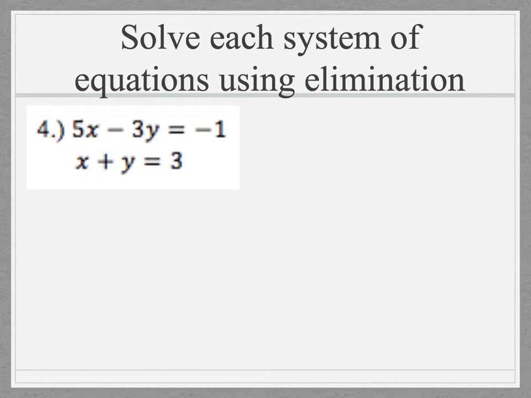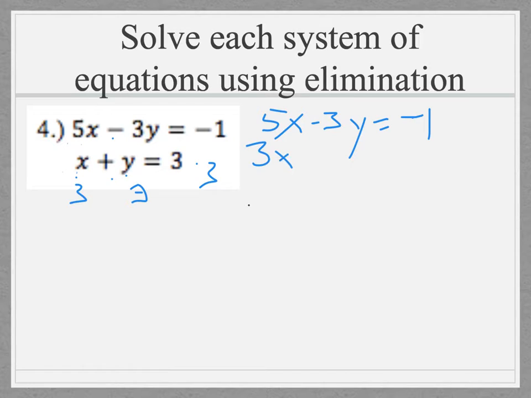So for this system, the 5 and the 1 are both positive, but here I have a -3 and a positive. Since they're opposite signs, I'm going to multiply this bottom equation, all of these terms, by 3, so that I have the same number but opposite signs for my y's. So I'm going to rewrite everything. I have 5x minus 3y equals -1, and then on the bottom I'm going to have 3x plus 3y equals 9.